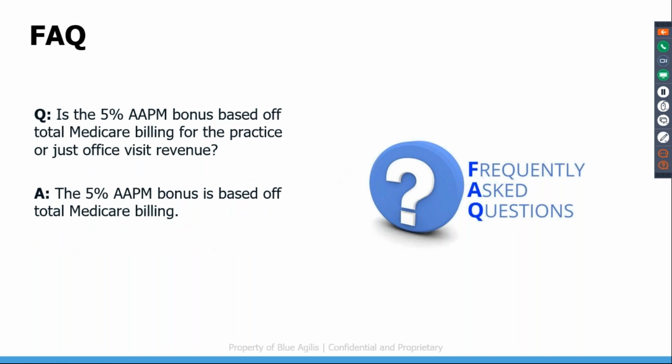Is the 5% AAPM bonus based off total Medicare billing for the practice or just office visit revenue? And the answer is the 5% AAPM bonus is based off of your total Medicare billing. Next slide.